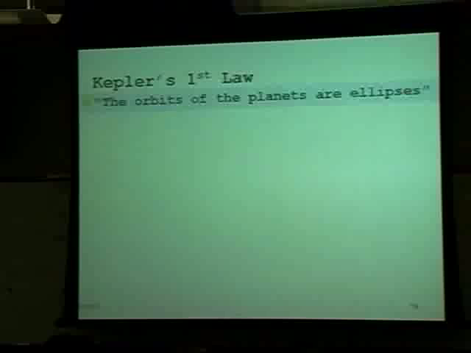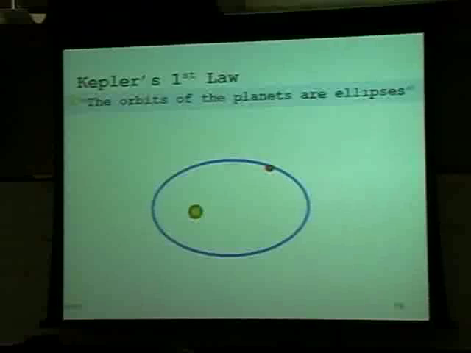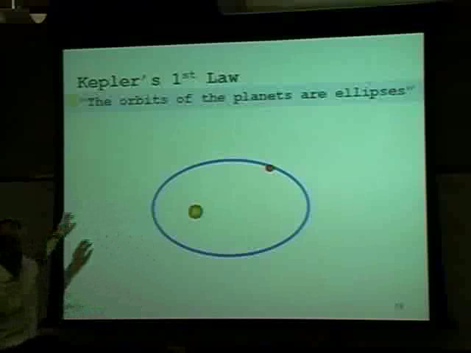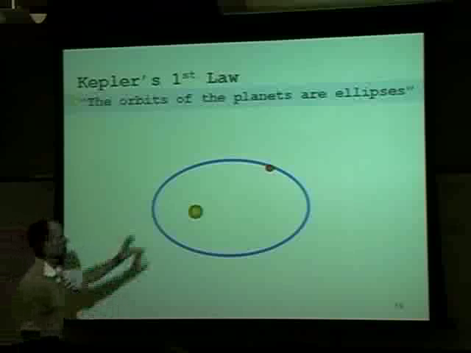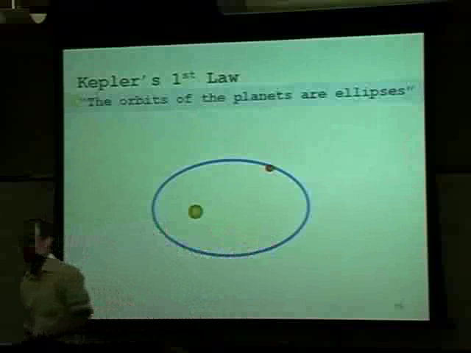Let's look at these laws a little bit more closely. First law says that the orbits of the planets are ellipses. So here's the sun, there's a planet. The planet's going around in an oblong ellipse, and the sun is at one focus of the ellipse. The other focus of the ellipse may be over here.